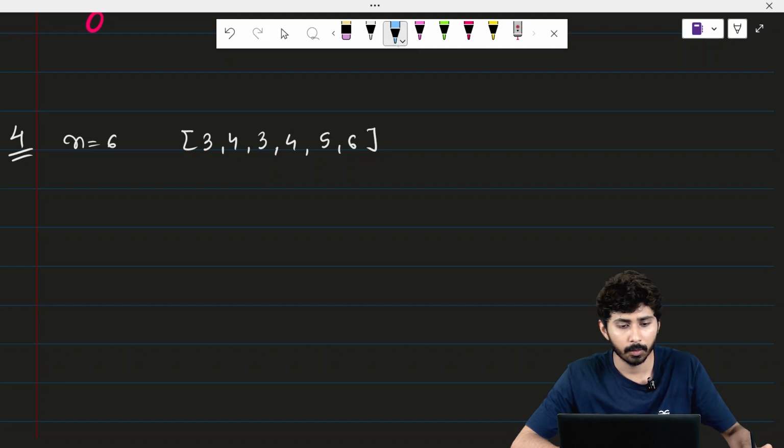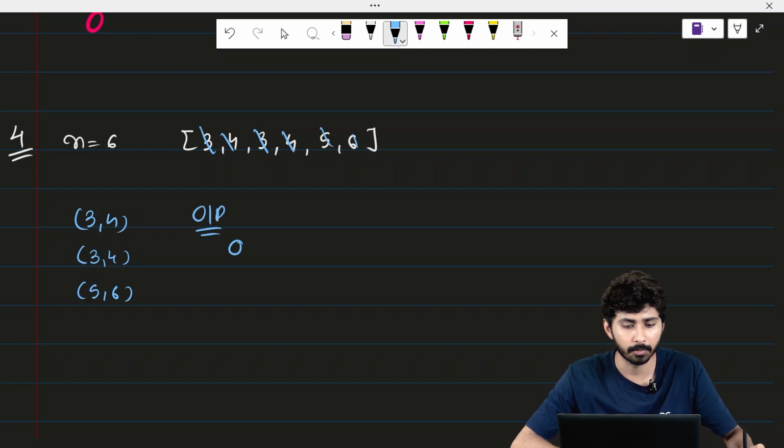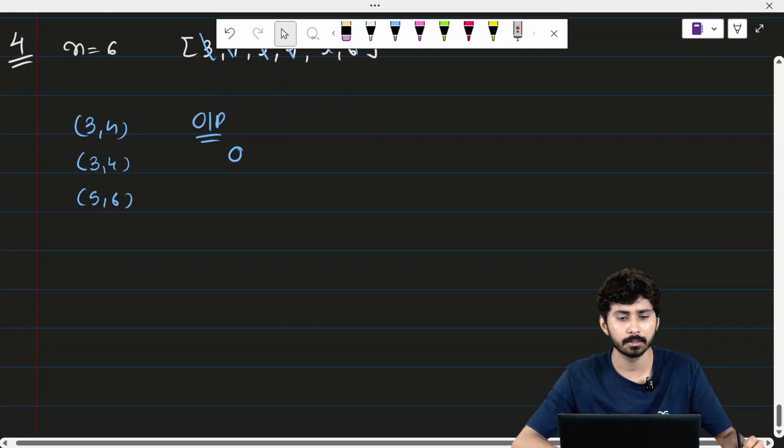Now I can select what? I can do 3 and 4, right? So these two elements will be removed. Now I can select, let's say, 3 and again 4, these two elements. Now I can select 5 and 6, these two elements. So here what is the output? The output comes out to be 0. So this example is quite different.